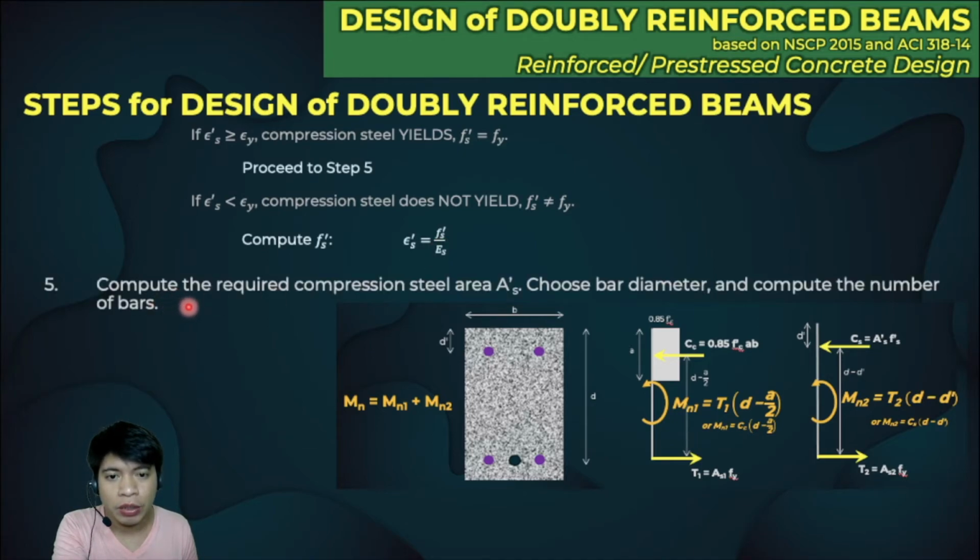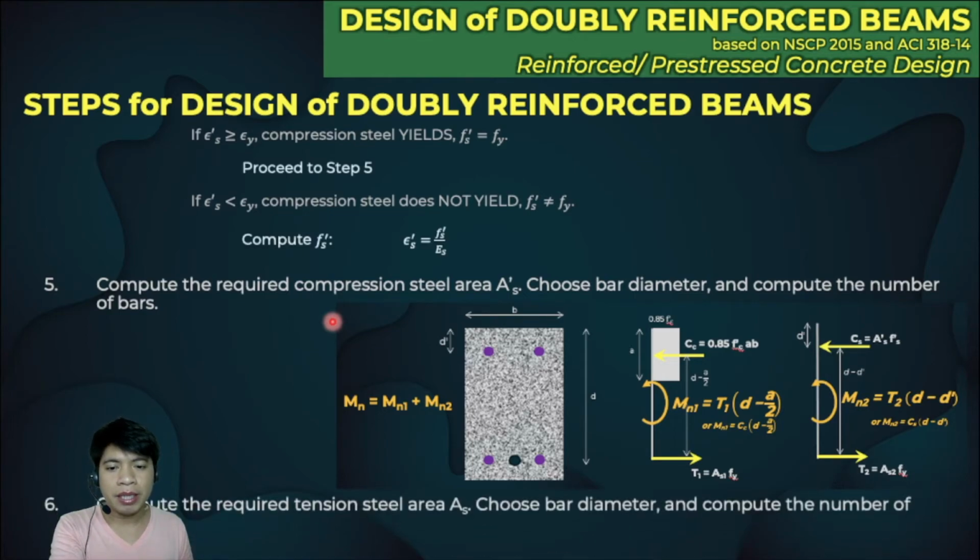That is to compute the required compression steel area, or that is As prime. So, we have to choose the bar diameter here and compute the number of bars. So, madali na lang naman yan guys, kasi alam na natin kung paano gawin yan mula pa nung design of singly reinforced beams. Okay, then para sa number 6, last na to, i-compute natin yung required tension steel area As. So all we have to do for that is add natin si As1 at saka si As2, and then we have to choose the bar diameter and compute the number of bars.